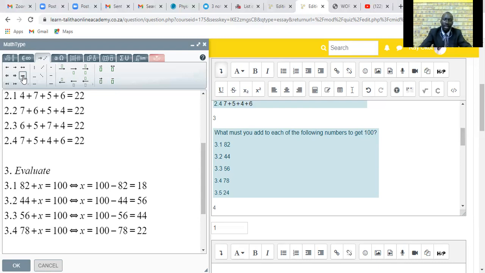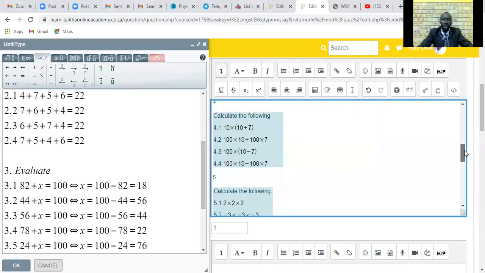Then the next thing we want to look at is 3.5. Now, 3.5 has got 24. And the question is, what do we have to add on to 24 so that we get 100? Well, that number is going to be 100 minus 24. And when we do that, what we get is 76. That is how we solve question 3.